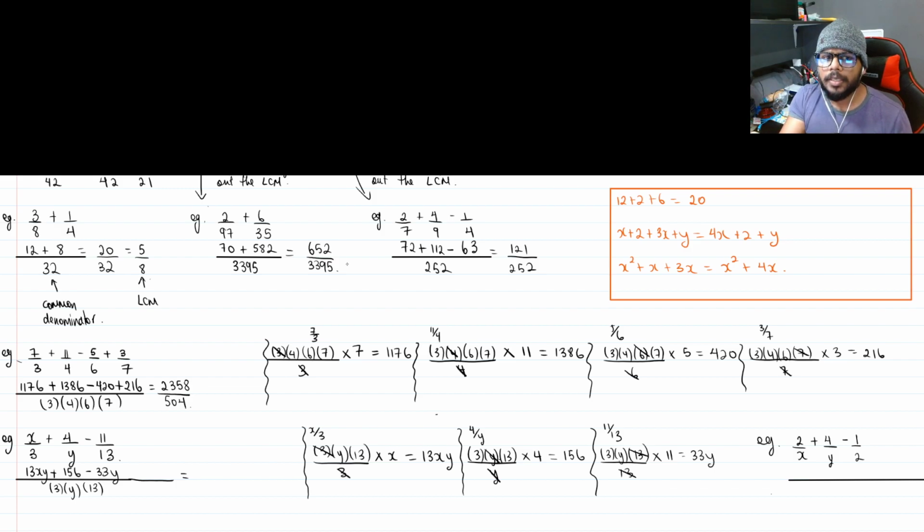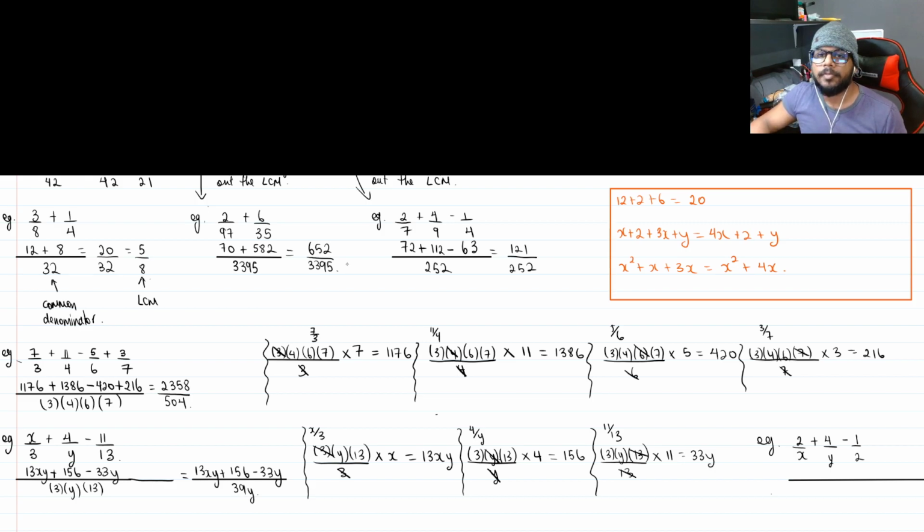So in this question down here now, 13xy, I don't have any other xy's to add to it. 156, I have no other numbers to add to it. 33y, I have no other y's to add to it. So I have nothing to add to each other there. So here it remains as 13xy plus 156 take away 33y all over, and like I said before, we work out what the denominator is. 13 by 3 is 39y.